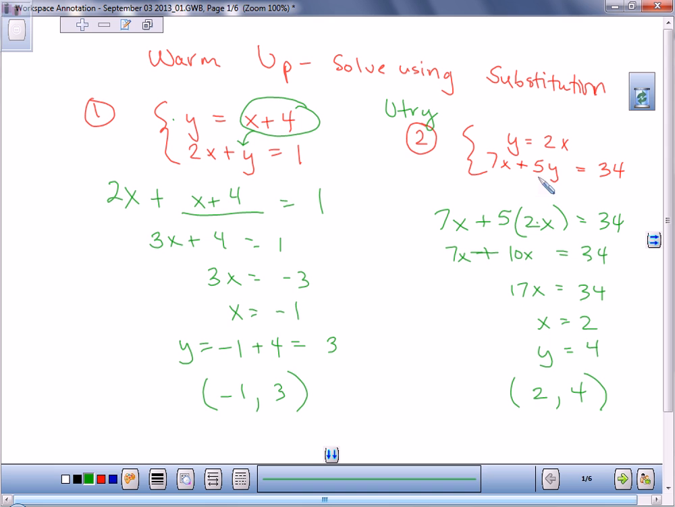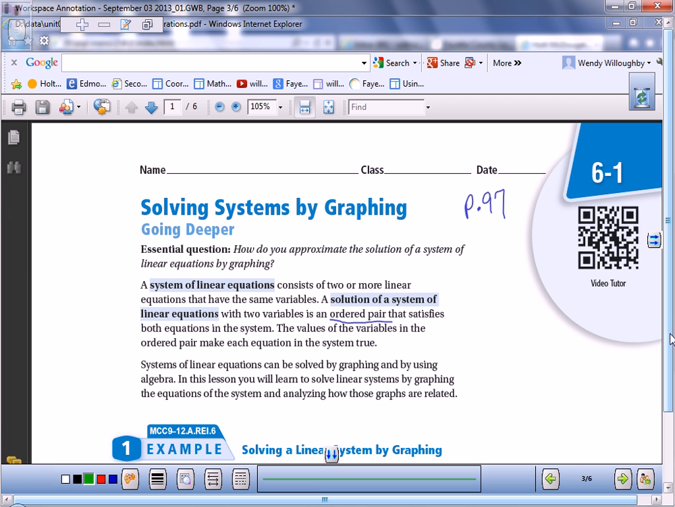Let's make sure we also understand the process of using substitution. 2, 4 works for both equations, correct? If you want, open your books to page 97. Go ahead and do so.